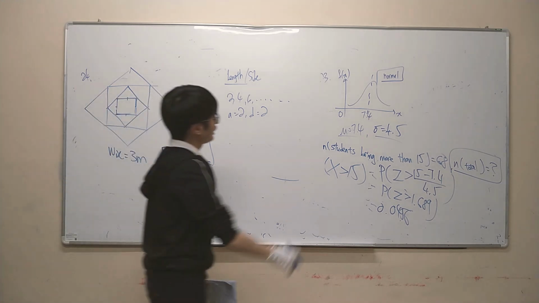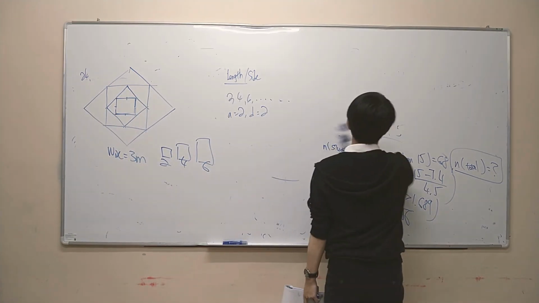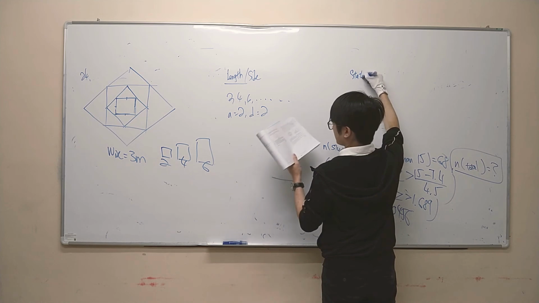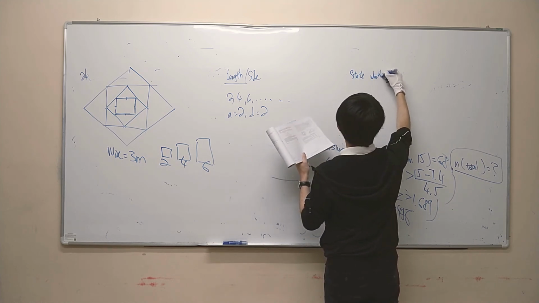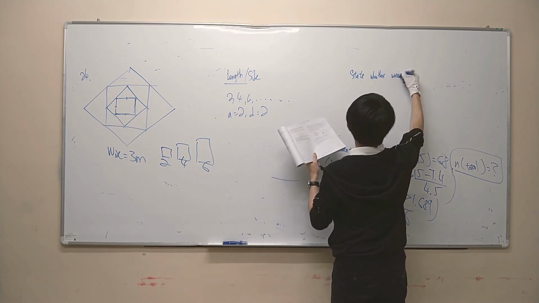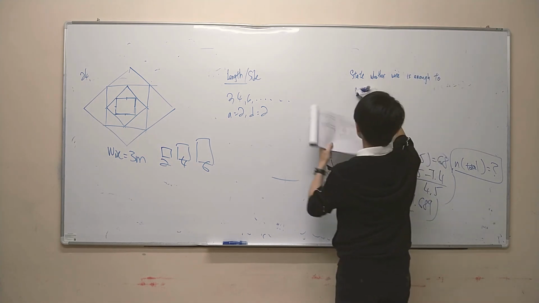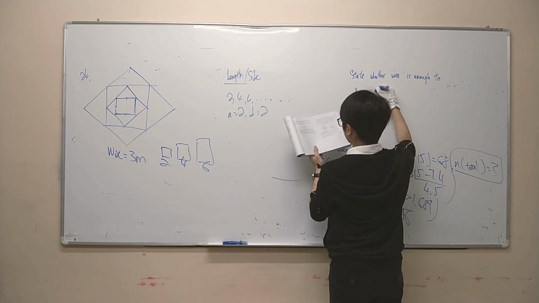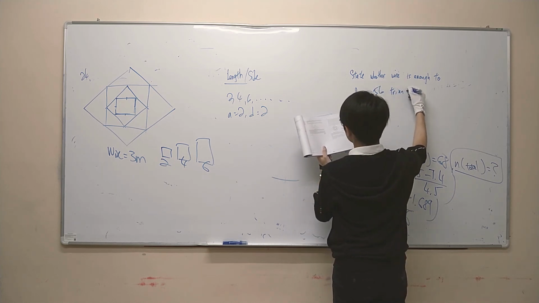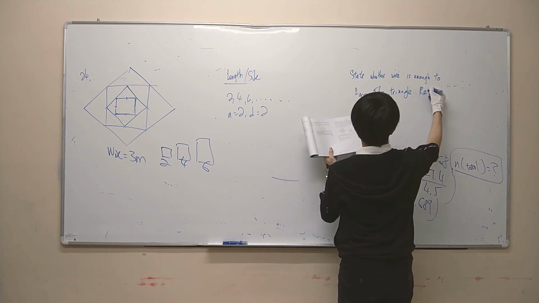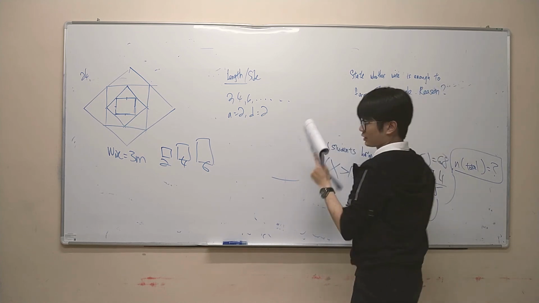Give a reason. Okay, I was starting to solve for this also. State whether wire is enough to form 56 triangles. Reason. Okay, macam mana?